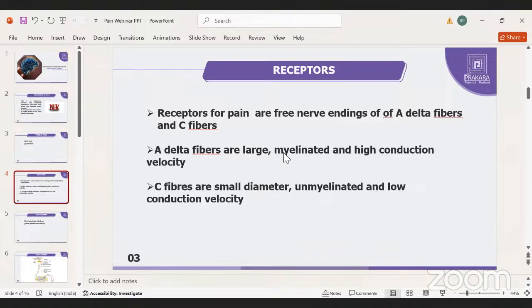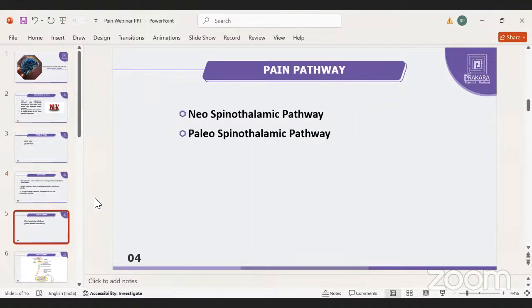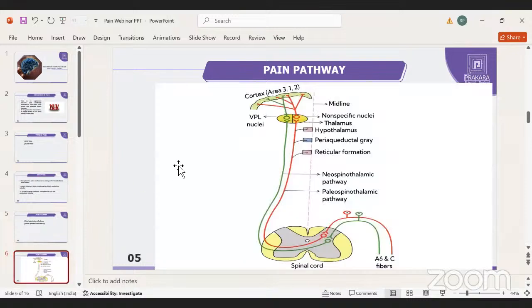So at the end, what you have to remember is that receptors for the pain sensation are the free nerve endings of A delta fibers and free nerve endings of C fibers. A delta fibers are carrying fast pain sensation, C fibers are carrying slow type of pain sensation. So now we are going to come to our pain pathway. So this is the pain pathway.